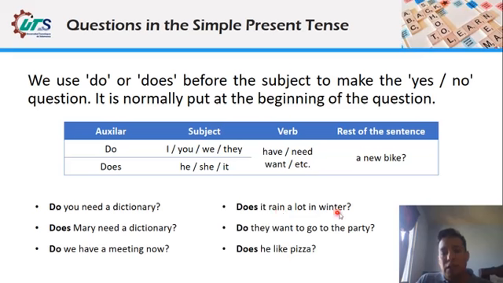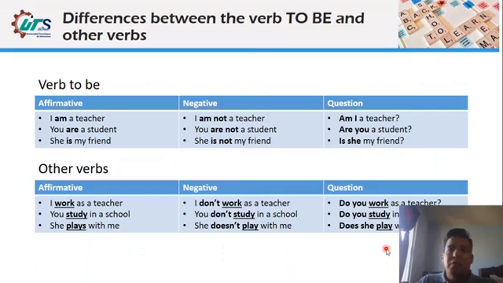Does it rain a lot in winter? Do they want to go to the party? Does he like pizza? Okay. Does it? Does he? Do they? Do you? Does Mary? Do we? Does Mary, because Mary is she. Okay? Okay. Let's check the difference between the verb to be and other verbs.